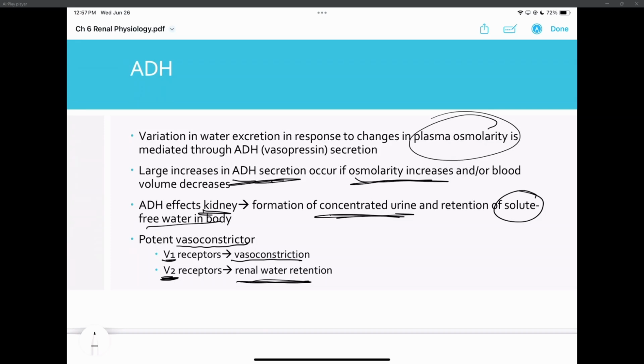The second job of ADH is going to go to the kidneys and say, hey, we have low blood volume. We need more. Stop peeing water. And it's going to have its effect on the kidney to bring water back into the blood, bringing blood volume up. Therefore, the pressure comes up as well and all that fun stuff. So that's the role of vasopressin.